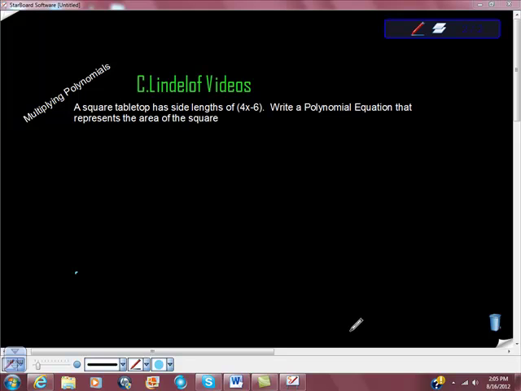Here's another question that marries geometry and algebra together. A square tabletop has side lengths of 4x minus 6. Simply write a polynomial equation that represents the area of the square.